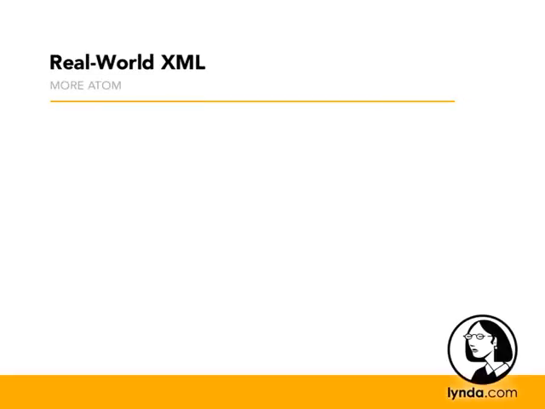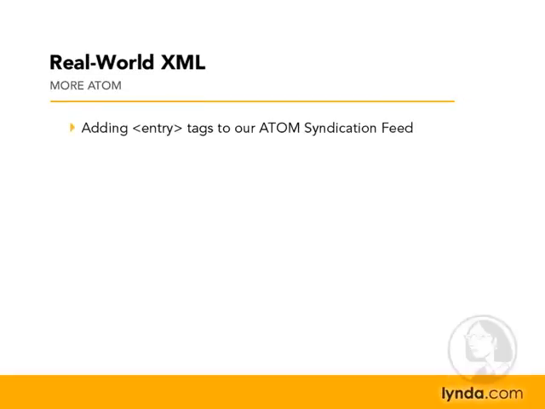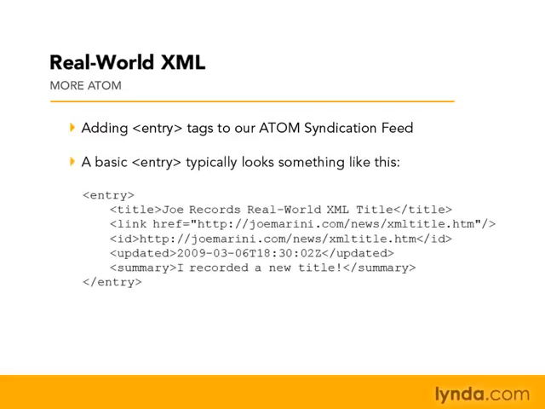Okay, let's move on and take a look at how we would add some entry tags to our Atom feed. You can see there on the screen I have a basic entry, and it looks something like this XML construct. There's an entry tag that wraps some other tags: a title, a link, an ID, an updated date, and a summary. So we'll take a look at how we specify each one of these tags.